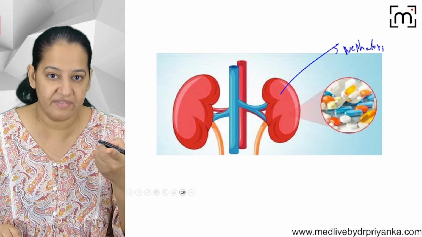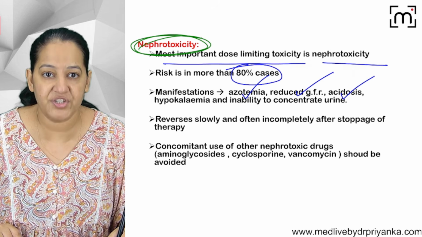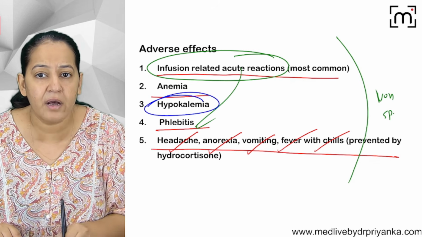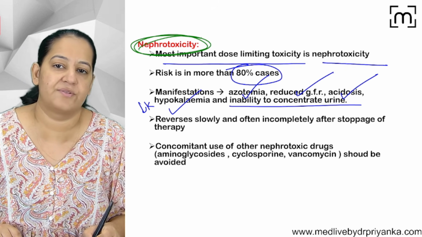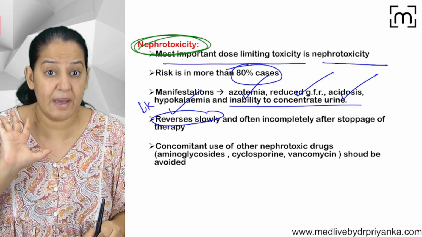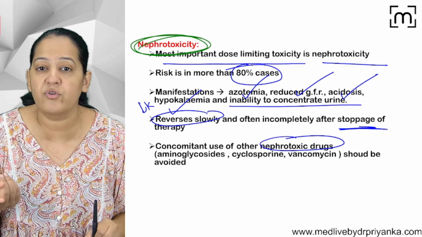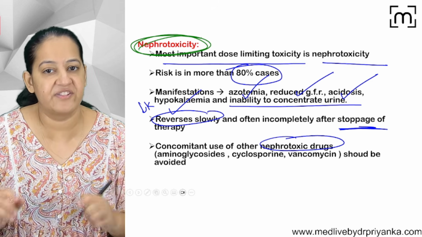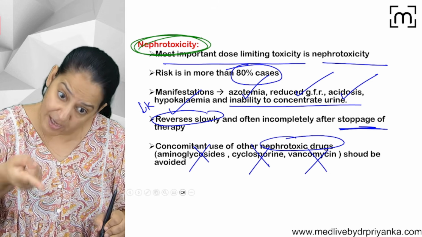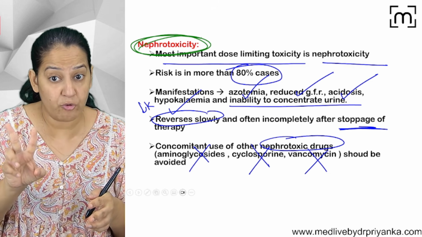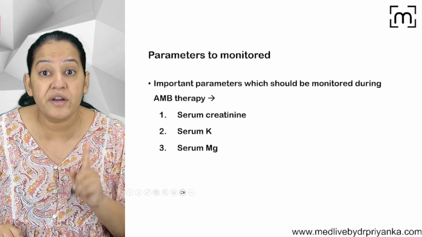What are the manifestations? Whenever the kidneys are affected by amphotericin B, the patient has azotemia, reduced GFR, acidosis, hypokalemia, and inability to concentrate the urine. But it is reversible once amphotericin B is stopped. Concomitant use of other nephrotoxic drugs is contraindicated. When amphotericin B is given, you can't give aminoglycosides, cyclosporin or vancomycin, because they are also nephrotoxic. If you give two nephrotoxic drugs together, the patient has severe nephrotoxicity. So nephrotoxicity is the most important adverse effect.